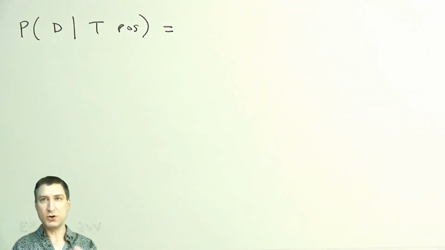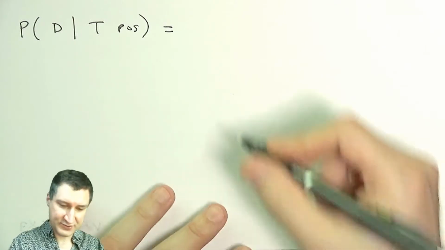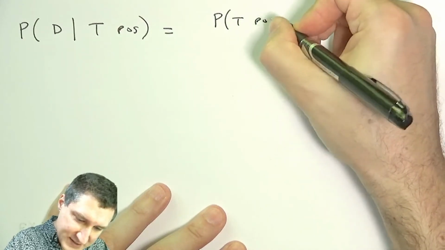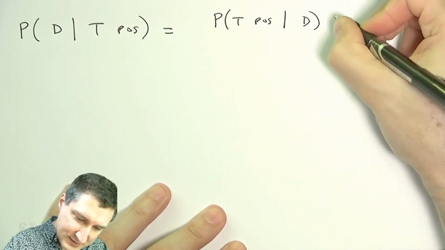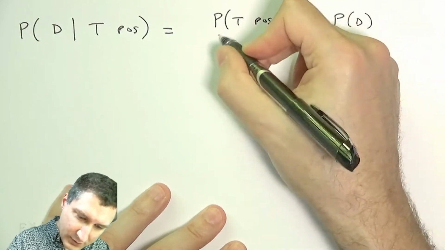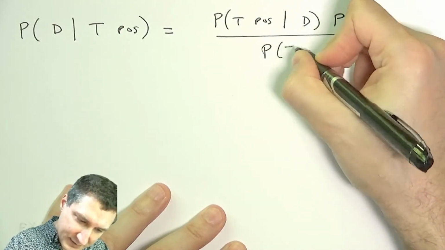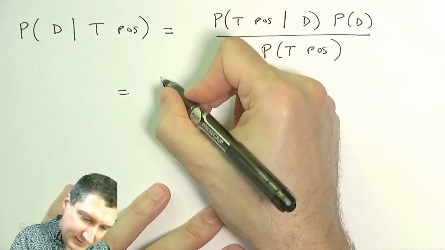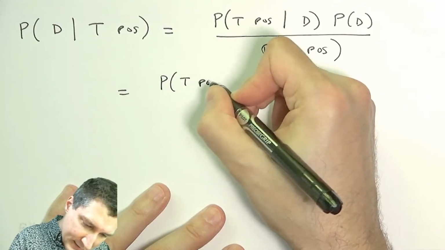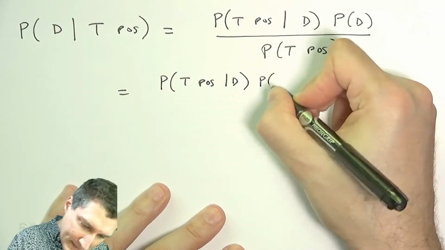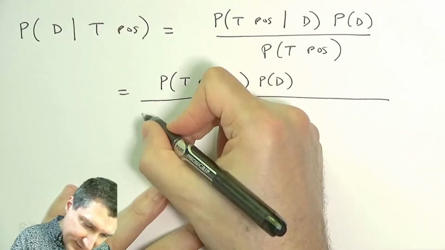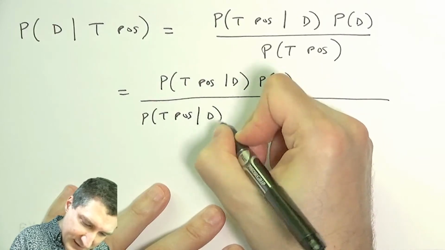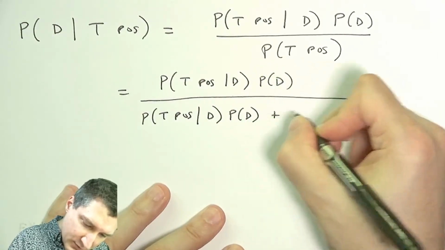Okay, so we're going to use Bayes' rule to answer this question. We can turn it around and say it's the probability of the test being positive given the disease times the probability of disease, over the probability of the test being positive. And furthermore, we can take this bottom part. The bottom part is actually from the law of total probability. I can say, well, there are 2 ways the test can be positive. Either I have the disease or I don't have the disease.